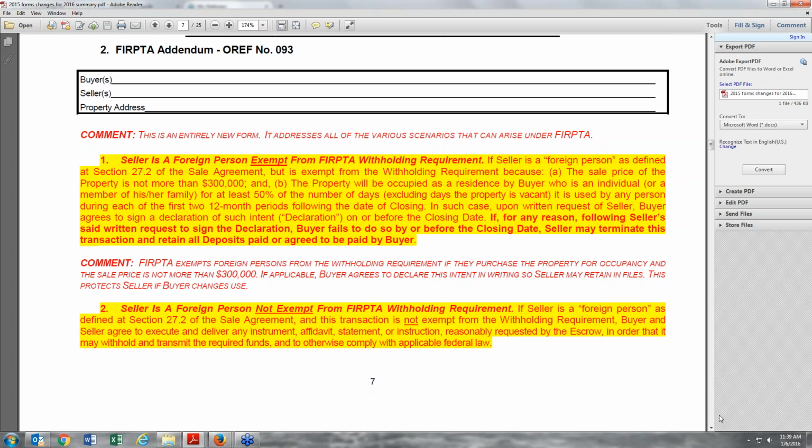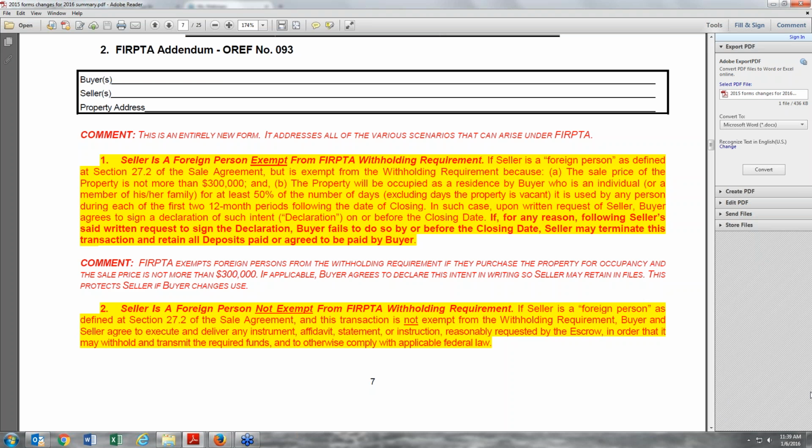And what we're trying to do is to vet the issue that in fact it's exempt not only because it's $300,000 or less, but because the buyer is going to be personally occupying it, or a relative is going to be personally occupying it for this period of time. And otherwise, if the buyer didn't personally occupy, then FIRPTA would apply, and the seller would have liability. Okay. The second alternative is the seller is a foreign person and they're not exempt, and we address that situation.